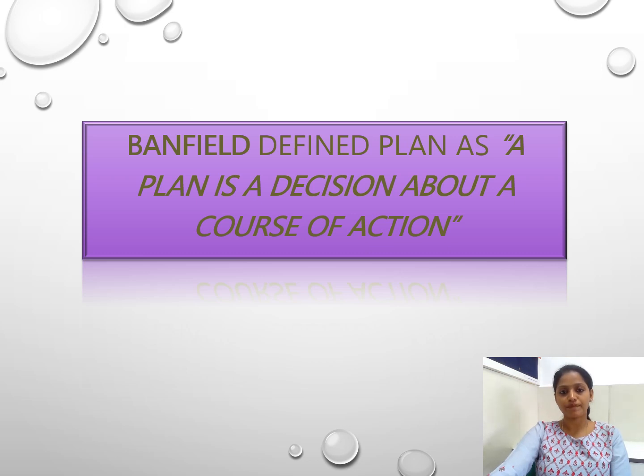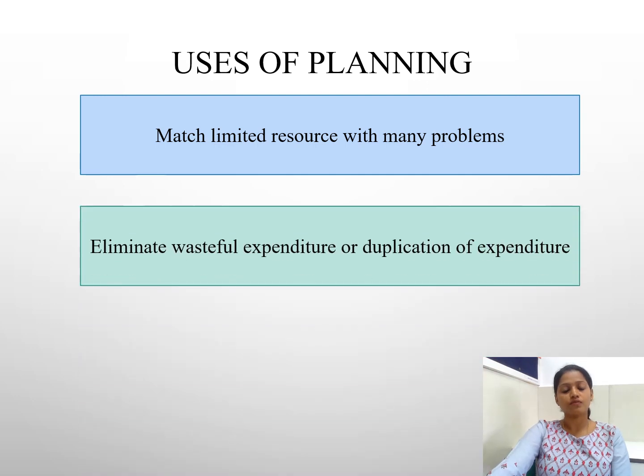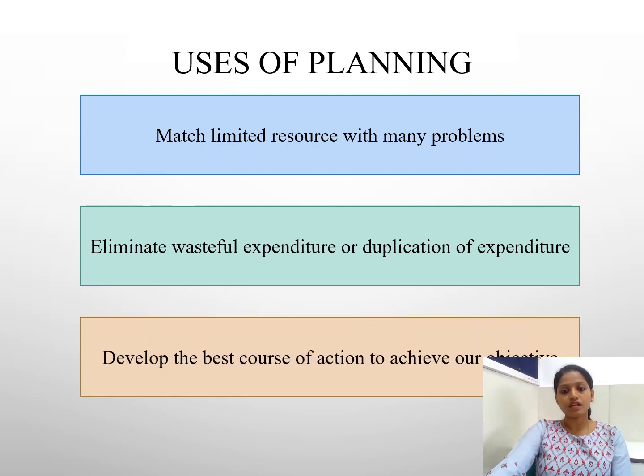The definition of planning was given by Banfield. He defined it as a plan is a decision about a course of action. There are three uses of planning, and if we have a plan in hand, we can match the limited resources with many problems. We can also eliminate wasteful expenditure or duplication of such expenditure. We can develop the best course of action for that plan in order to achieve our objectives.